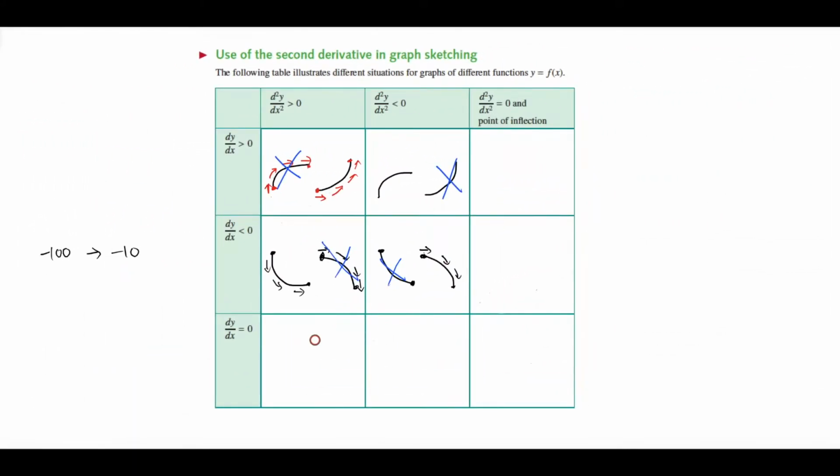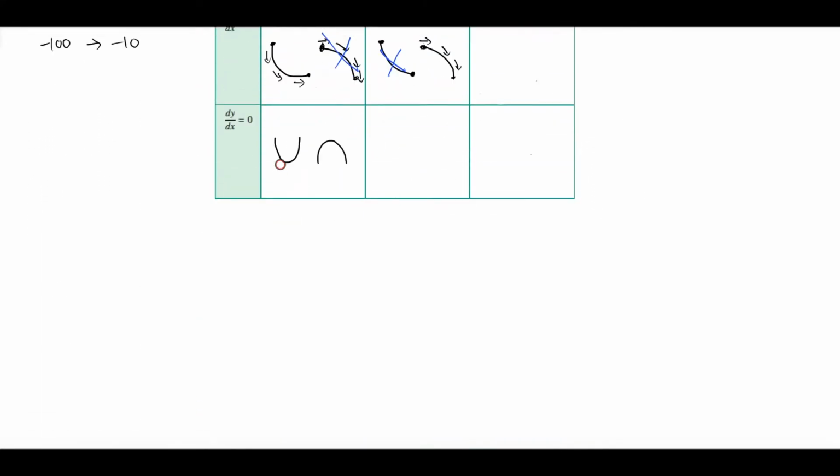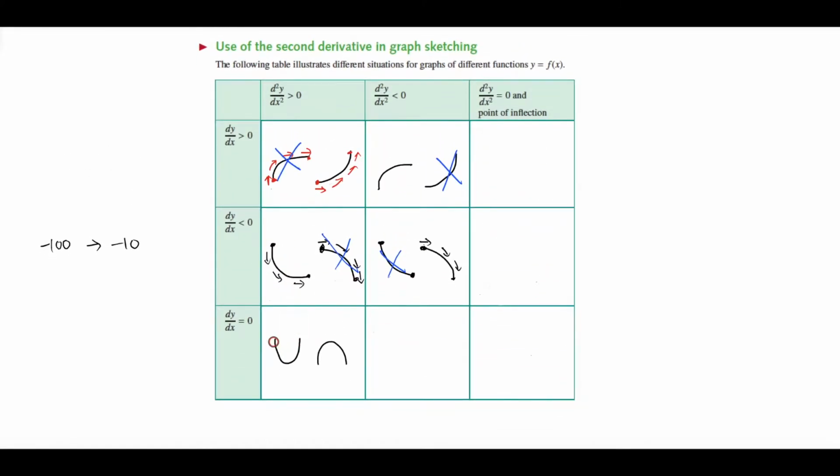Right, okay, let's look into the other cells. Now, for this bottom cell right here, dy/dx equals 0. That means we have a gradient of 0, or a flat curve, okay? So you get only two possibilities, either this one right here or this one. So you either have a min or a max. Now let's look at d squared y/dx squared bigger than 0. If the second derivative is bigger than 0, that means we have a concave up, and concave up means your gradient is increasing over time. Let's look at which one has a gradient that is increasing.